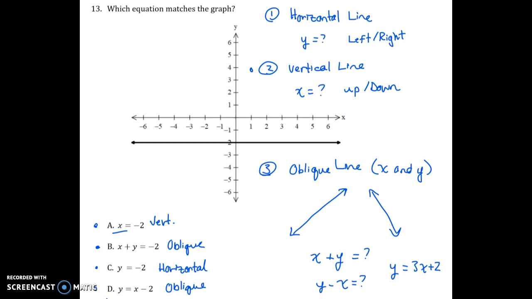And for D we've got x and y again, so we've got another oblique line. Now the line we are given here passes through -2 and moves from left to right. So we've got a horizontal line here. So the only option that we can possibly choose here would be C.